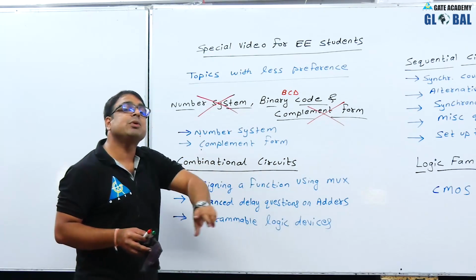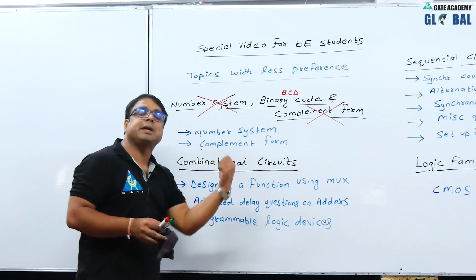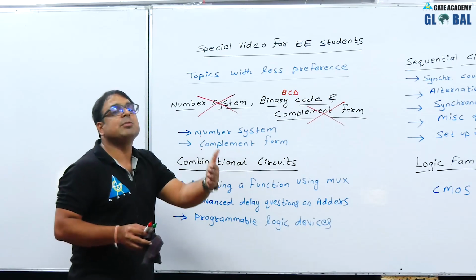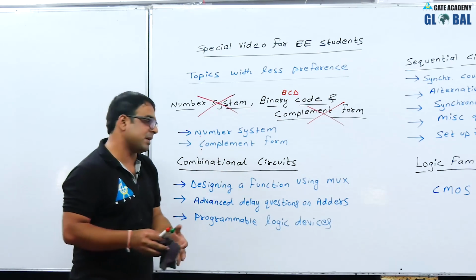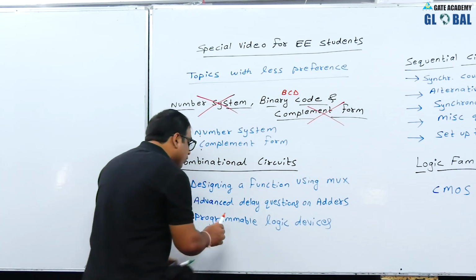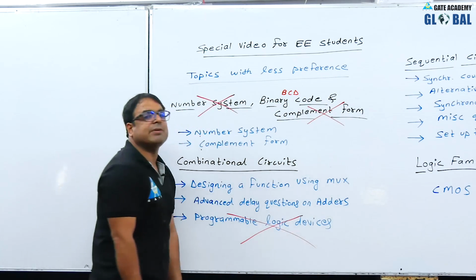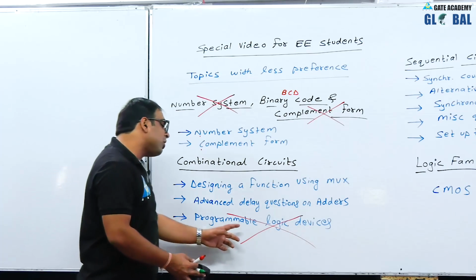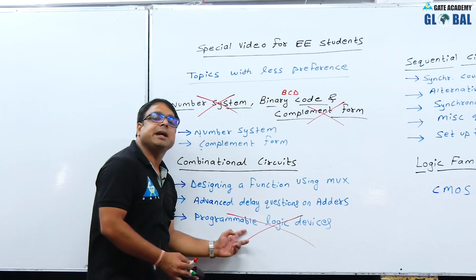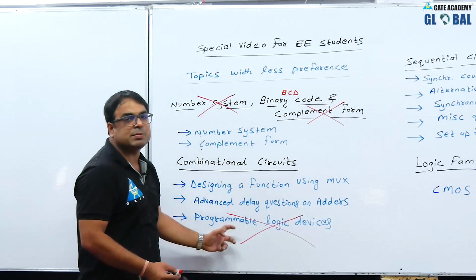What topics again you can very comfortably skip? I am telling that first, and then I will be discussing the less important topics. So, next what you can completely ignore is programmable logic devices. Programmable logic devices you can completely ignore. This is for electronics and instrumentation only.